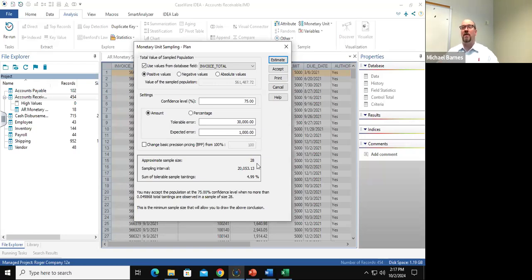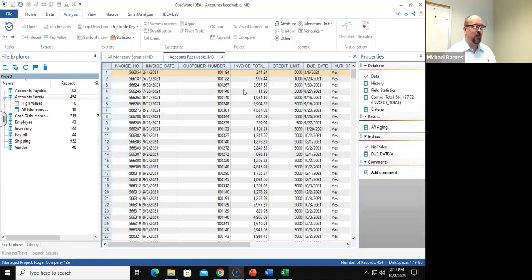Basically, I'm fine with 1 out of every 4 records being completely misstated, okay? I don't know if that would be something I'd be comfortable with in auditing, but 1 out of every 4 records being misstated, I'm fine with. All right. I can actually use this to perform some testing.